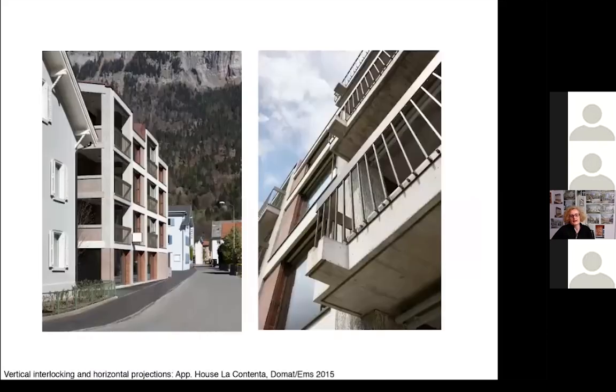Next. Of course, the topic fits also very well on one of the few houses I was able to build so far. I titled the two pictures vertical interlocking and horizontal projections. I think the points are obvious, so I will just add a short summary of the first category.